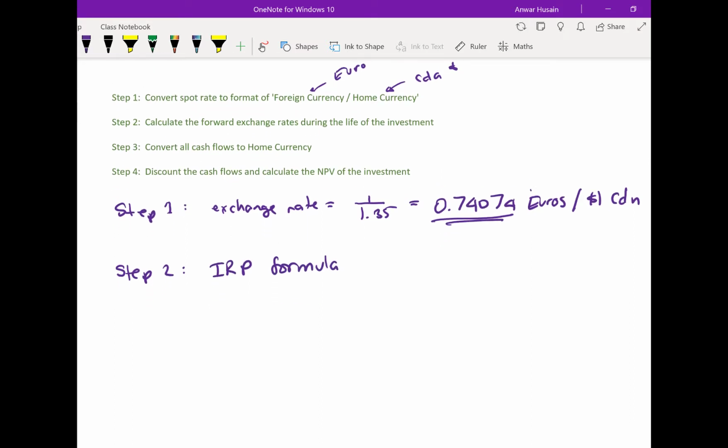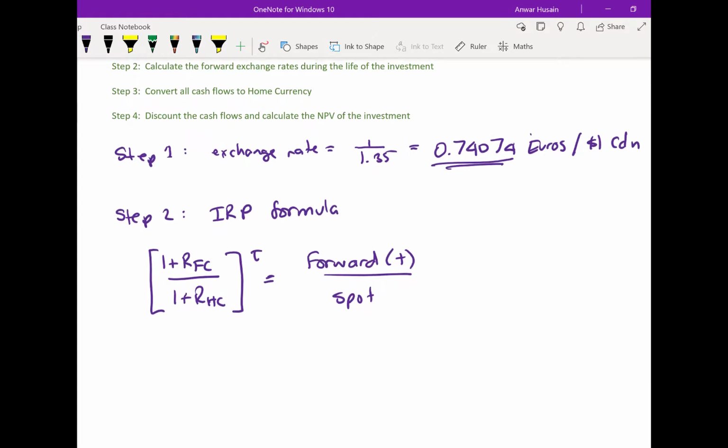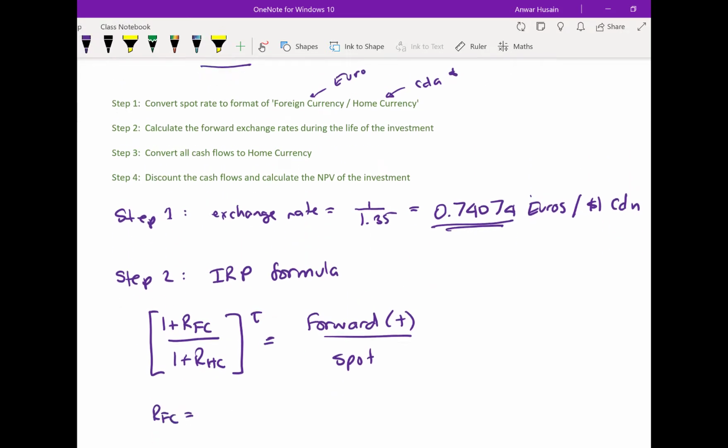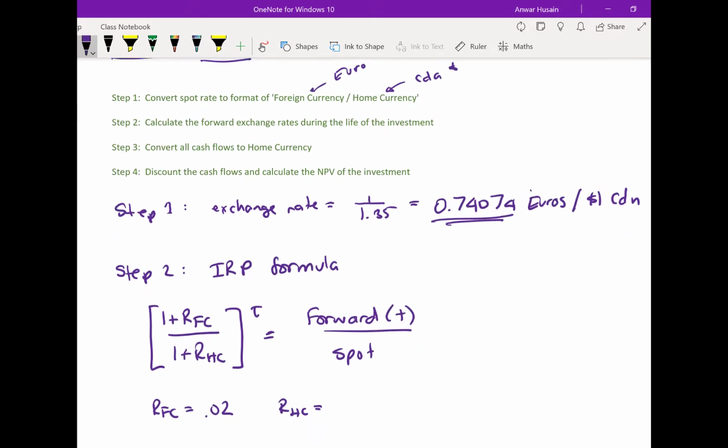So let's just rewrite that formula as a refresher. (1 plus the foreign interest rate) over (1 plus the home interest rate), to the power of t, is equal to the forward at time t over the spot. So some of these are going to be constant throughout. We know that RFC is the interest rate in the foreign country, and if we scroll up, it's going to be 2%. We know that RHC is the interest rate in Canada, which is given as 2.5%.